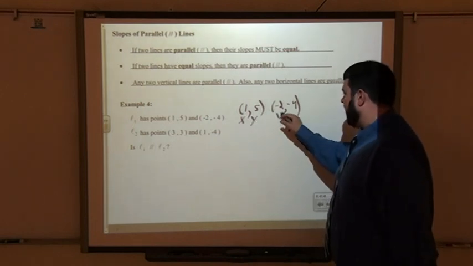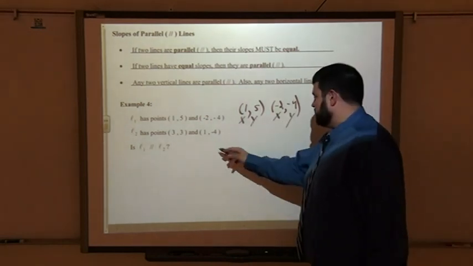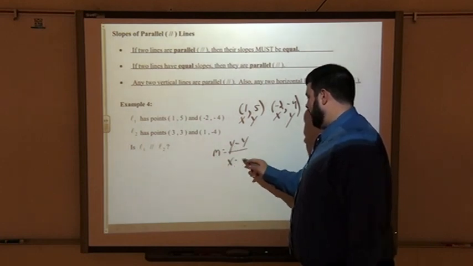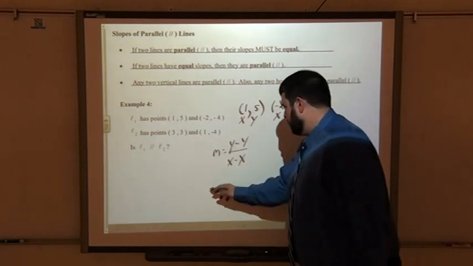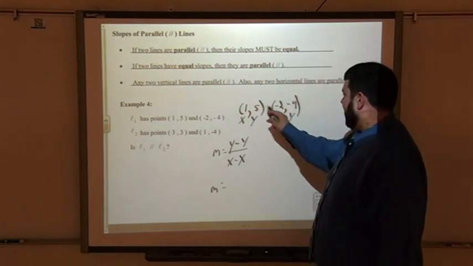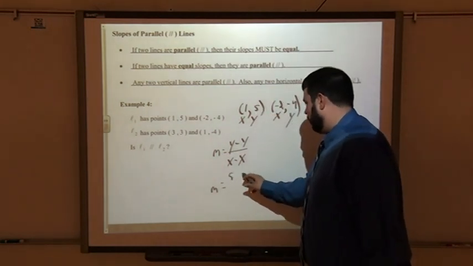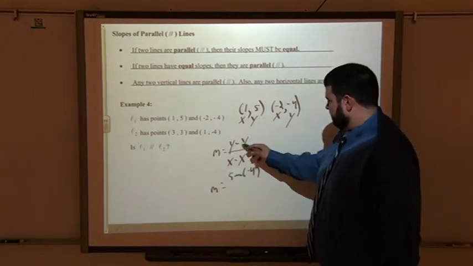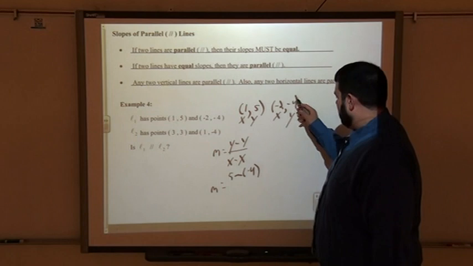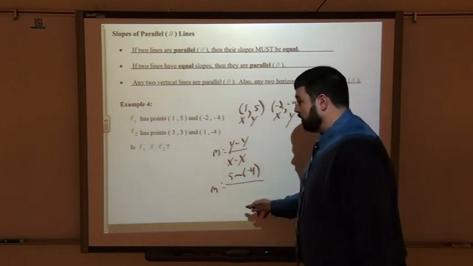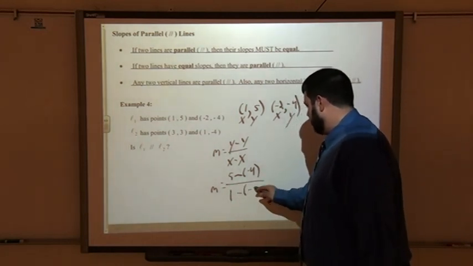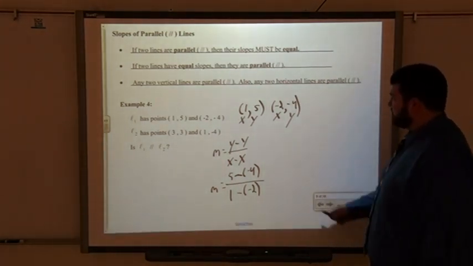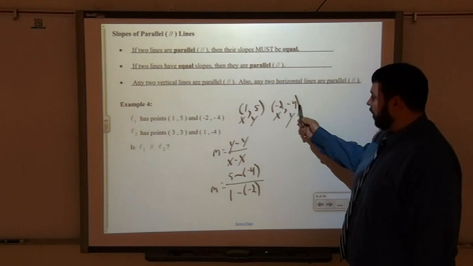And it's just like what we did on the last video. I have an x and a y, I have an x and a y. So the slope is y minus y over x minus x. Okay? So the slope says 5 minus a -4. And again, I do need both negative signs. 5 minus a negative 4, over 1 minus a -2. Okay, so I do need both negative signs again because these points are negative.